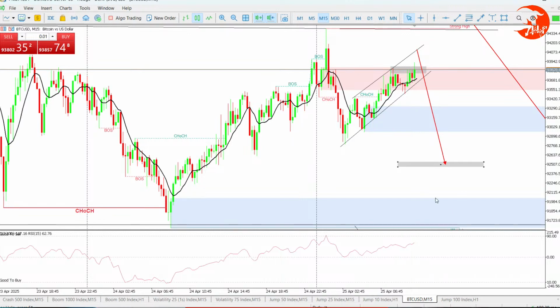Perfect. There's an order block right there on M15, where most of the buy entries started right here. So that is another order block. We may also see price reach it to grab the liquidity left on that level.